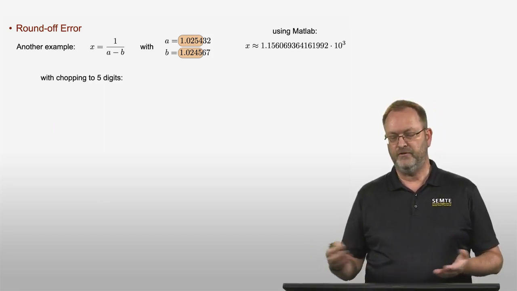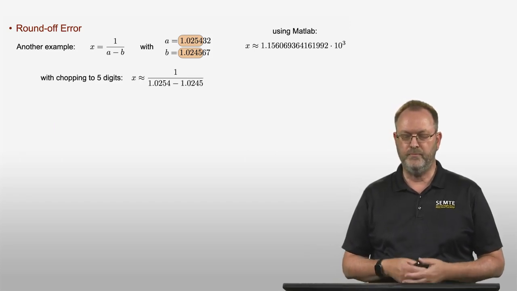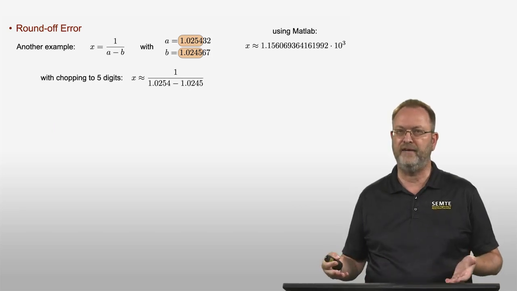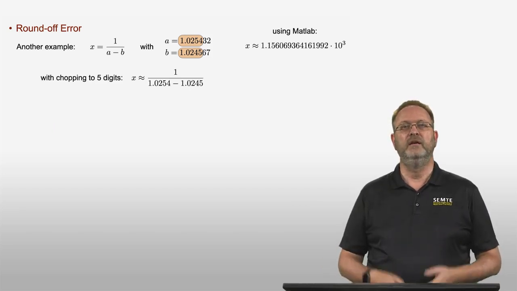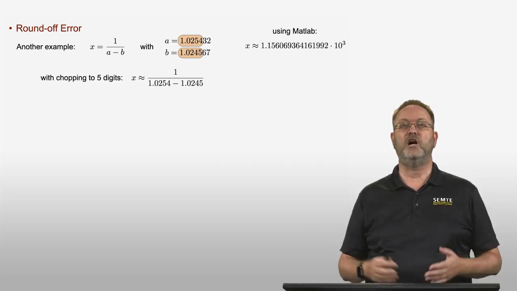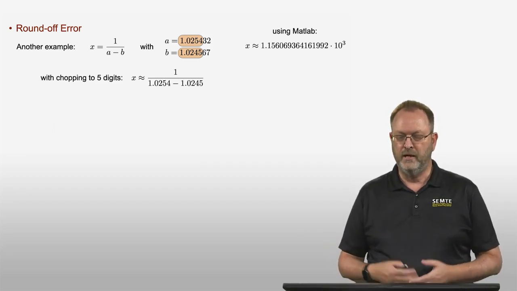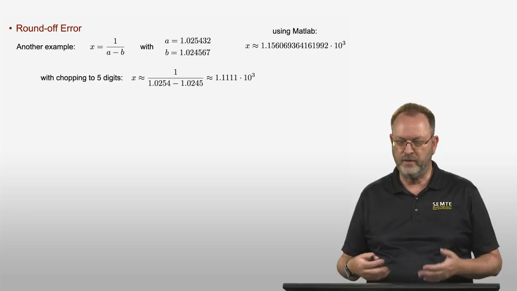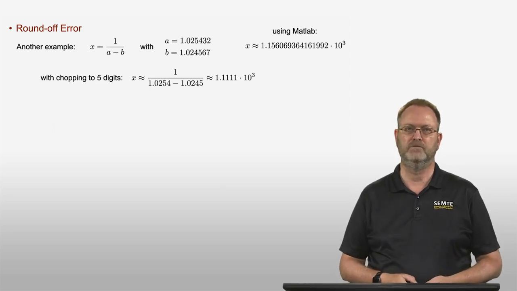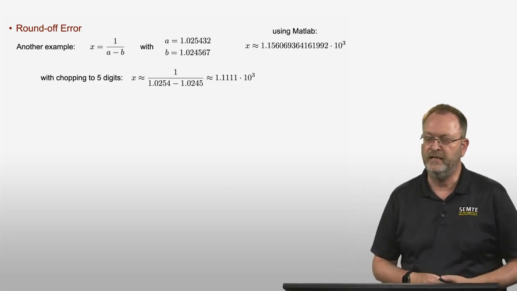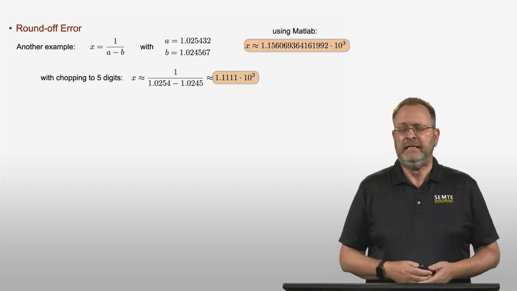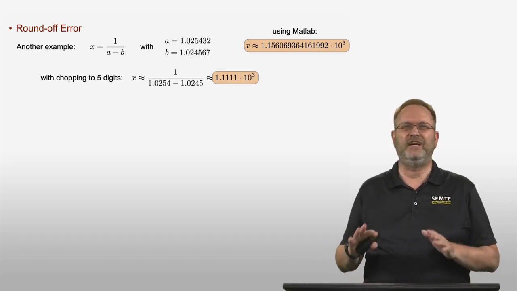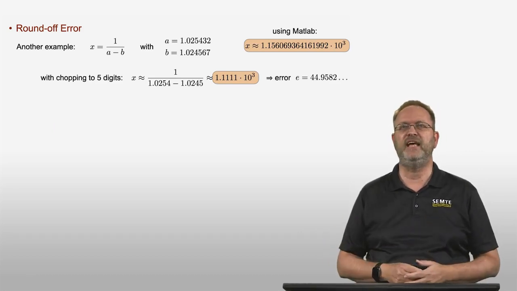And that chopping would be to 5 digits. So the number A would be 1.0254 and the number B would just be 1.0245. Now let's plug these numbers in, do the calculation, and chop the result. And the result would be 1.1111 times 10 to the power 3, so 1111.1. Okay, now if you compare that to the result that MATLAB gave us, and let's just assume that MATLAB would be the true answer, which unfortunately is not, but let's use it as a standard for the true answer.